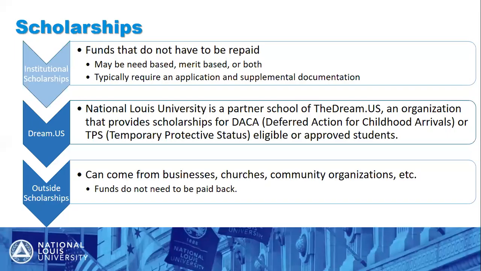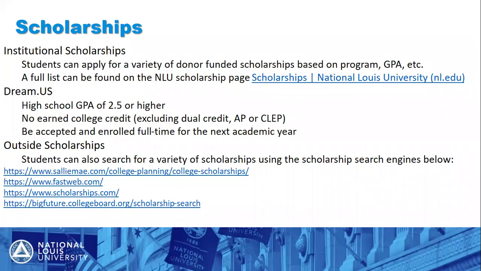Now we'll review scholarships. Here are some of the types of scholarships that you may be eligible for and be able to use to fund your education. Scholarships are funds that do not need to be repaid, and they come in the form of institutional scholarships. We partner with Dream.us, and then there's outside scholarships that you may have eligibility for depending on certain requirements. Institutional scholarships, you can actually apply for those on our website. We have a variety of donor-funded scholarships based on things like program, GPA, et cetera. A full list can be found on the NLU scholarship page, which I've listed here, and you can also go to the NLU homepage and search scholarships.